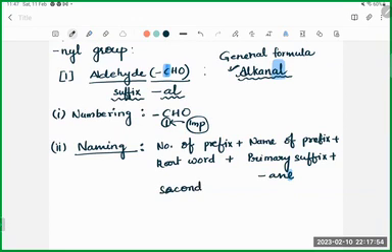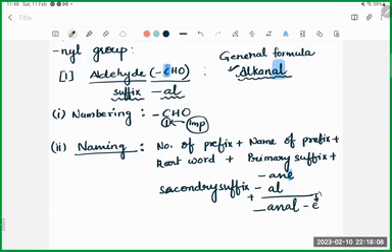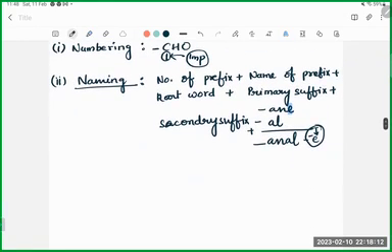Secondary suffix. In the secondary suffix we can have al, right? So al will be added up. So we write alkanal as the name. Are you clear, Hridaya? So e will be dropped, right? E will not be added. Are you clear? Yes, like this we have to write.